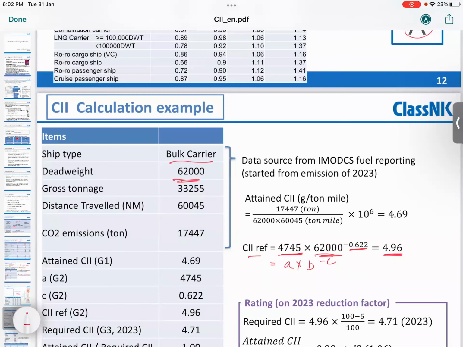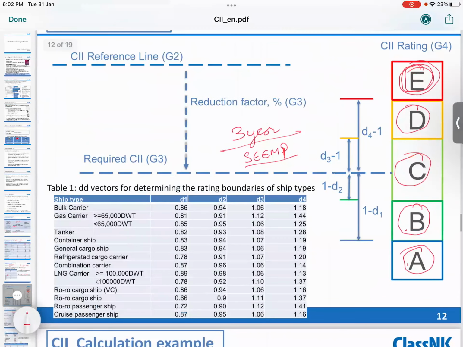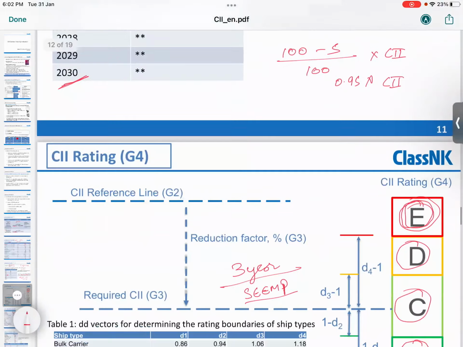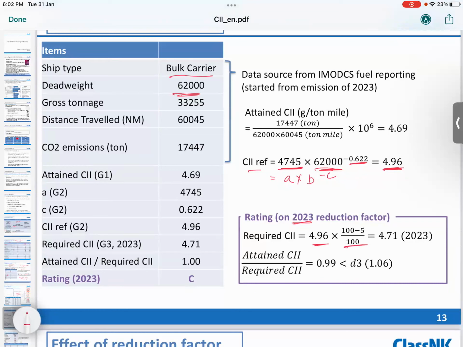Now we have to look at the year 2023. What is the reduction factor in 2023? It is only 5%. So I have the formula right over here. See, 100 minus 5 divided by 100, that is 0.95, right? Into the CII reference value. So if you see over here, that is what he has done. He will take this value and multiply 4.96 into 0.95. So this is the answer he will get. This is the required CII, set by the regulation. This much he needs to achieve at least.